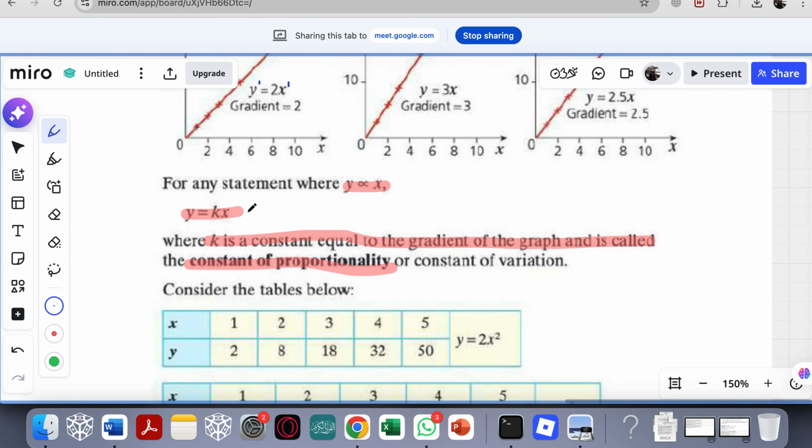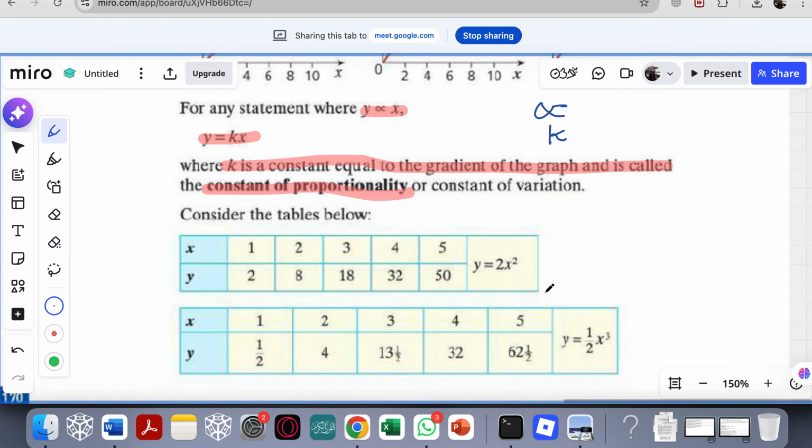So we say y is proportional to x. It directly means y equals kx, where k is the constant and is equal to the gradient of the graph. k is the constant of proportionality, not the symbol of proportionality. This one is the symbol of proportionality, or symbol of variation, and k is the constant of proportionality or constant of variation. Is that okay? You must know the difference. The constant of proportionality is the gradient of the graph also.